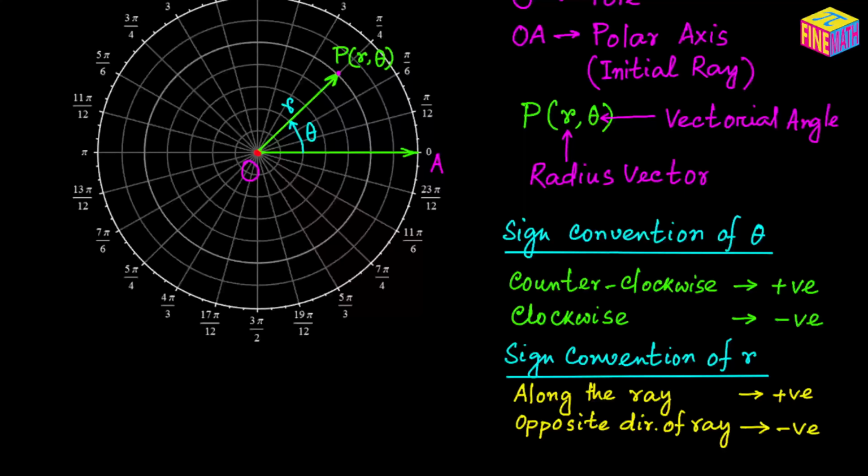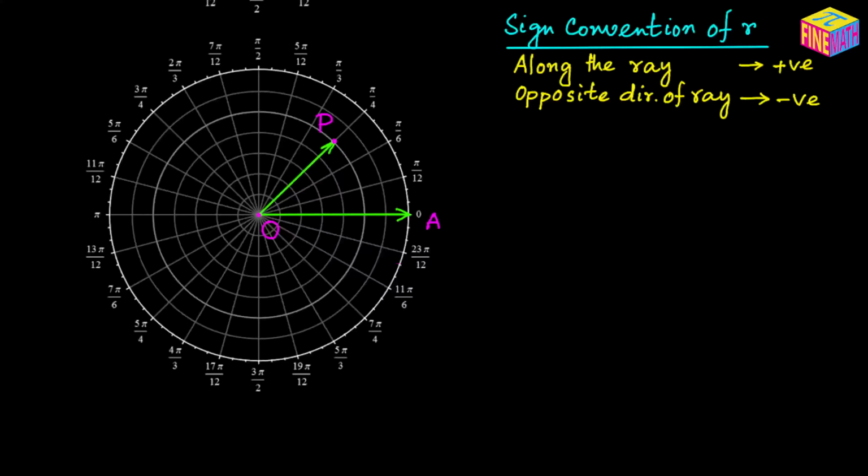Now we'll take an example to see how the sign convention of r works. To clearly understand it, let's look at this diagram. Suppose we have a point P and we have to determine the coordinates of P in terms of polar coordinates, right? So what would be the coordinates of P? Well, first we have to determine r, and that would be 1, 2, 3, 4, 5. So we are moving 5 units from the pole along the ray, and let's assume that the ray has been rotated by an angle theta.